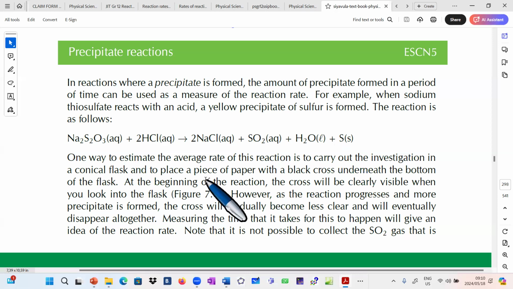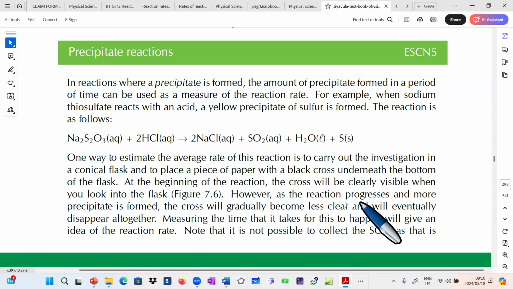One way to estimate the average rate of this reaction is to carry out the investigation in a conical flask and to place a piece of paper with a black cross underneath. This is what possibly came in the exam. Yeah, I think that something very similar to this came in the November exam. Exactly this one, or just a slight variation of this.